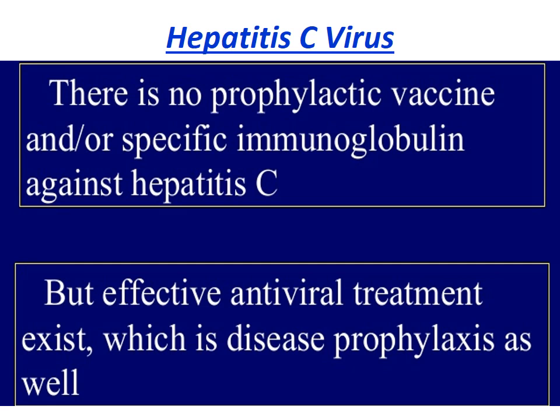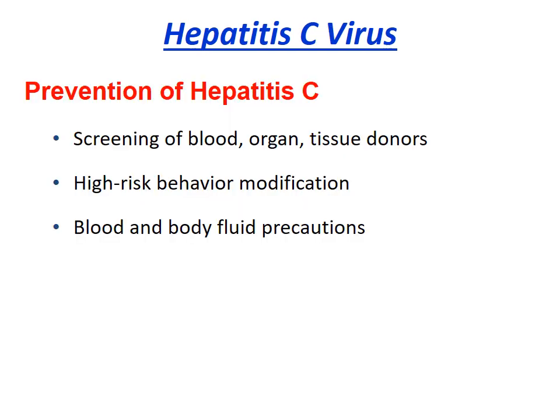For hepatitis C virus, there is no prophylactic vaccine and no specific immunoglobulin, but effective antiviral treatment exists, which is also a form of disease prophylaxis. But some attempts can be made to reduce the infection, for example, screening of blood, organ and tissue donors. High risk behavior modification is also helpful. Blood and body fluid precautions are also important.